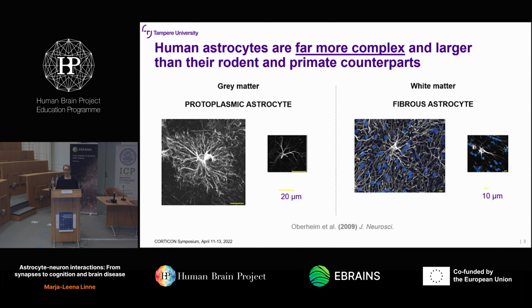In this slide, you see a typical protoplasmic astrocyte that exists, for example, in the cerebral cortex in gray matter. Here you see a human astrocyte, and you can compare it to the size of a rodent astrocyte. In white matter, we typically have these fibrous astrocytes, and you can compare the sizes and differences between the rodent and human also in the fibrous astrocyte case.